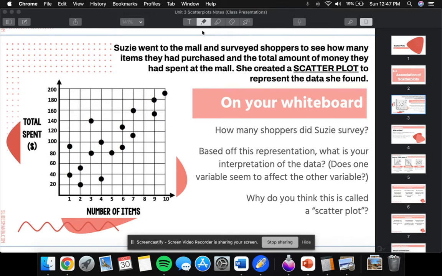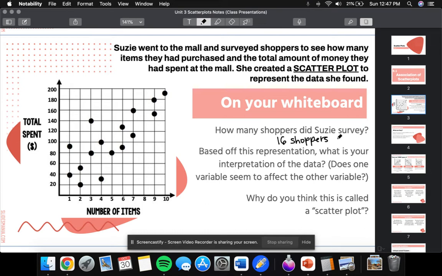Based off of this picture, it looks like each of these dots would represent a person. So if I just count the dots, 1, 2, 3, 4, 5, 6, 7, 8, 9, 10, 11, 12, 13, 14, 15, 16, I would have 16 shoppers that she surveyed.